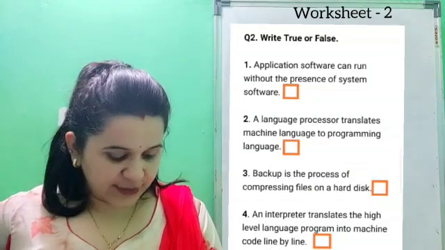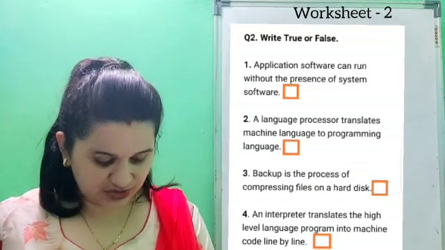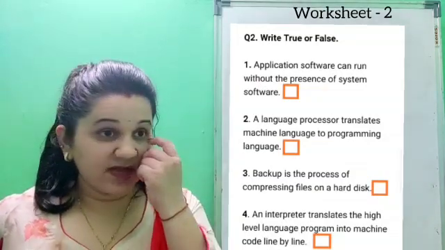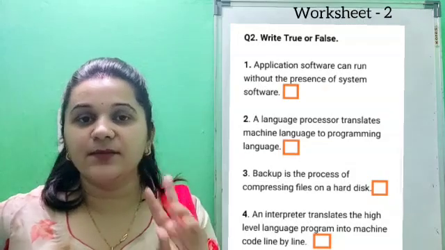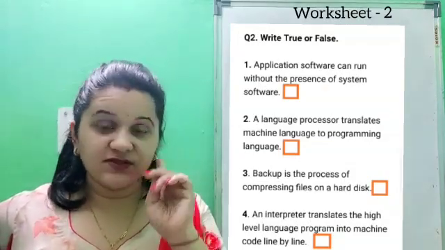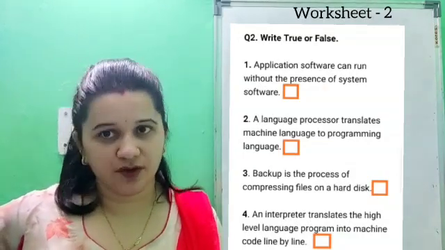Fourth one, an interpreter translates the high-level language program into machine code line by line. Now, children, you must have studied about the interpreter and compiler. They both do the same work, but there is a difference between them. Okay. Now, what is that difference? You have to read and then find out whether this statement is correct or not.